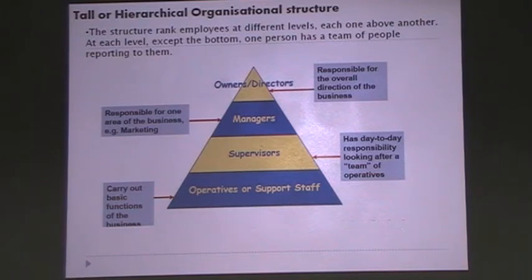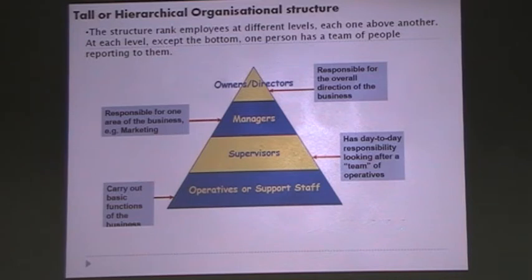The structure ranks employees at different levels, each one above another. At each level, except the bottom, one person has a team of people reporting to them. What we mean by the tall structure simply means you are ranked according to your level of responsibility or authority.